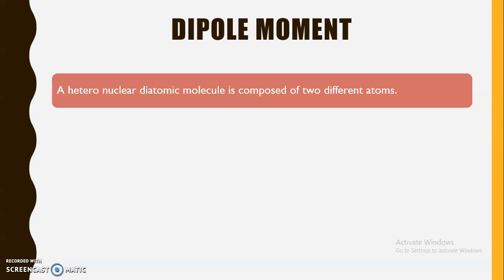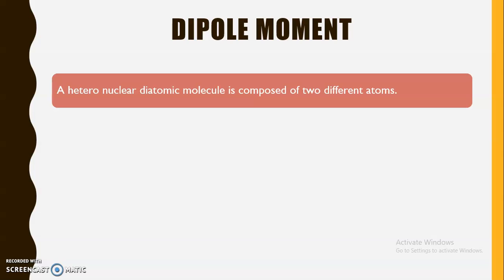Now, a heteronuclear diatomic molecule is composed of two different atoms. If we consider chlorine, both the atoms involved in the molecule are the same, so there will not be any electronegativity difference between these atoms. As there is no difference in electronegativities, partial positive and partial negative charges are not generated on these atoms, due to which this molecule does not show any dipole moment.